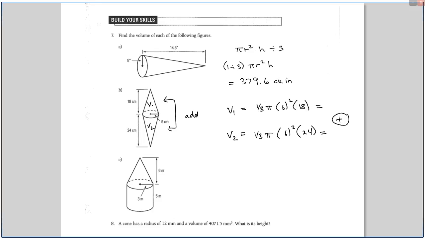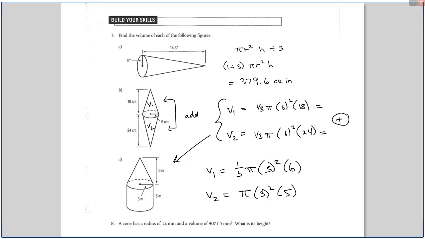And for part C, it's identical to part B, it's just a different shape. So the exact same thing, just with a different shape. So V1 would be 1/3 pi 3 squared h, and V2 is just a cylinder, so pi r squared h. Get those two answers and of course add them up. So nothing too crazy there. Do you guys agree? Is volume easier than area? Say yes, because it is. Volume is easier than area, okay?